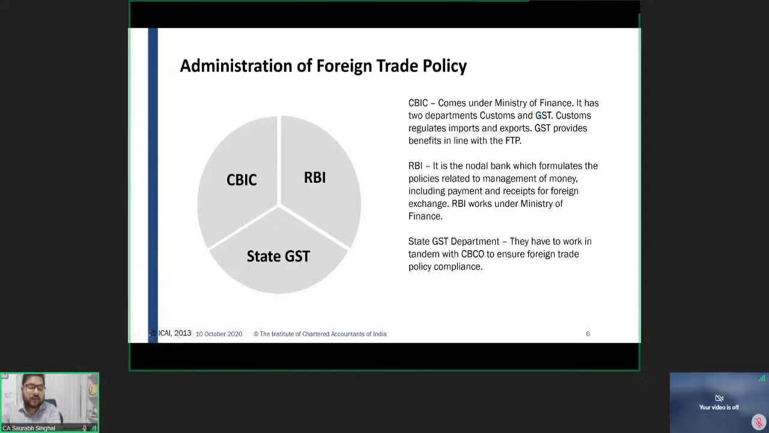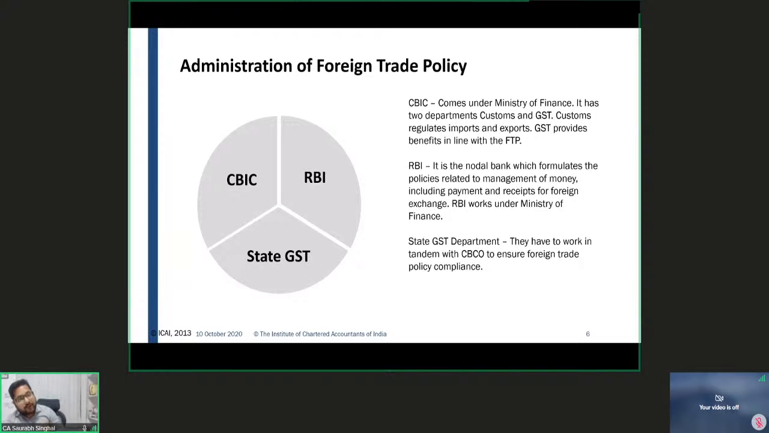Now, for foreign trade policy, the basic administration is by the DGFT department. But there are allied departments also connected with the foreign trade policy, like CBIC. Why am I saying CBIC? Now, CBIC has two departments, the Customs Department and the GST Department. Many of the provisions of foreign trade policy have their legal backing or legislation contained in the customs law. So that is why the customs law, or the CBIC department, is also engaged in the administration of foreign trade policy.